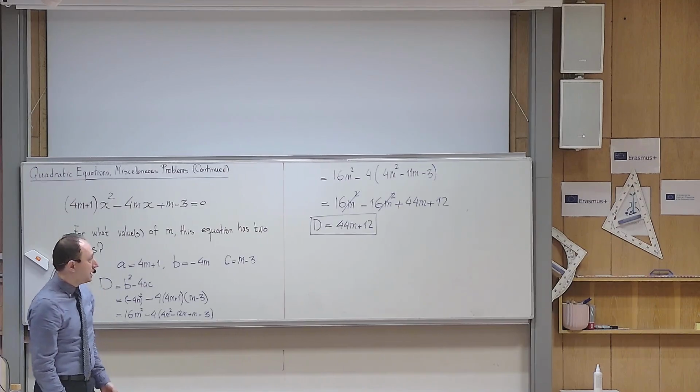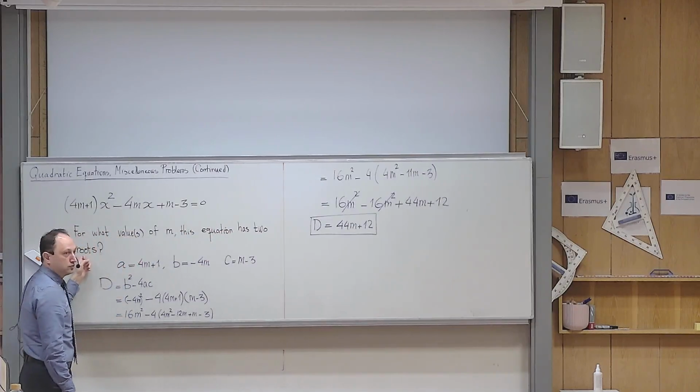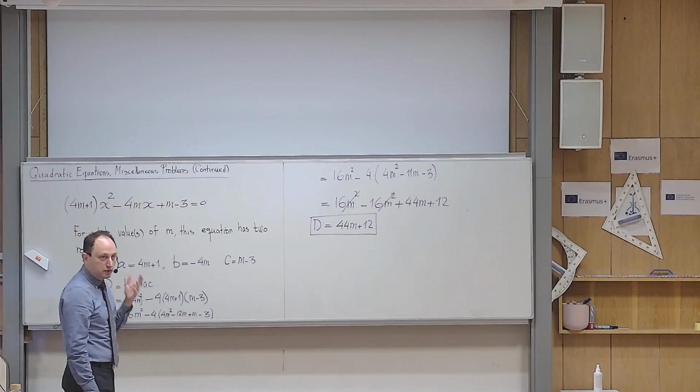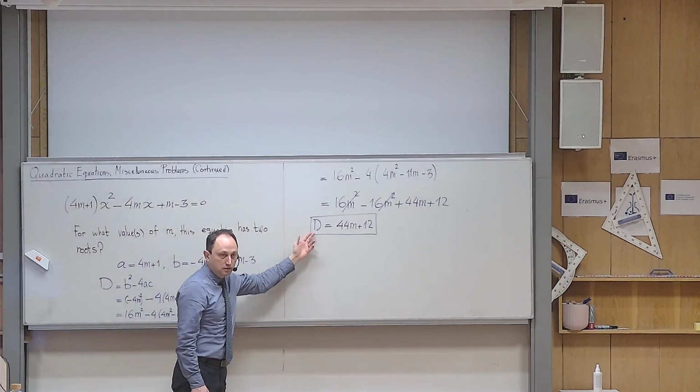Okay? Now the next step. This part, this equation, you want to force it to have 2 roots. What should I do then? I have to force what? I have to force D to be? No, D should be bigger than 0.